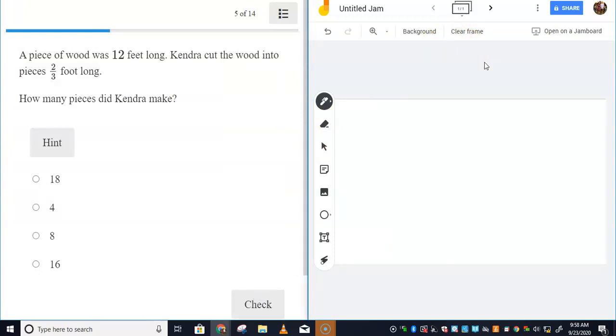A piece of wood was 12 feet long. Kendra cut the wood into pieces of 2/3 foot long. How many pieces does Kendra make? So what we're going to be doing is taking 12 and dividing it by 2/3. So we're going to bring 12 down as 12 over 1. Division changes to multiplication, and we're going to flip the second one. I'm going to cancel my 2 into 1 and my 12 into 6 because 2 goes into 12 6 times. 6 times 3 is 18. So we're going to be clicking 18 for our answer.